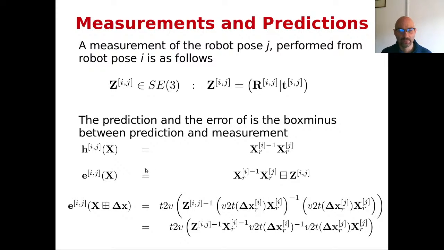Okay, so having said that, the error function will be just the box minus between the prediction and, sorry, I have to take this.